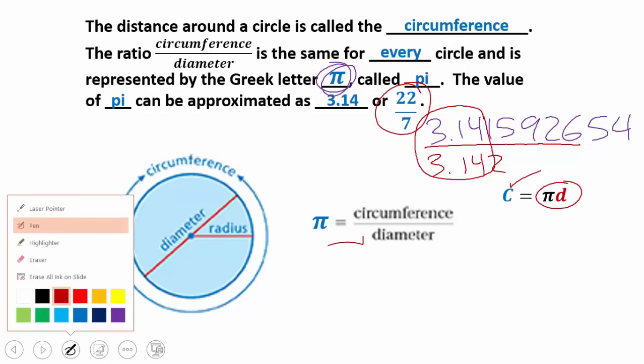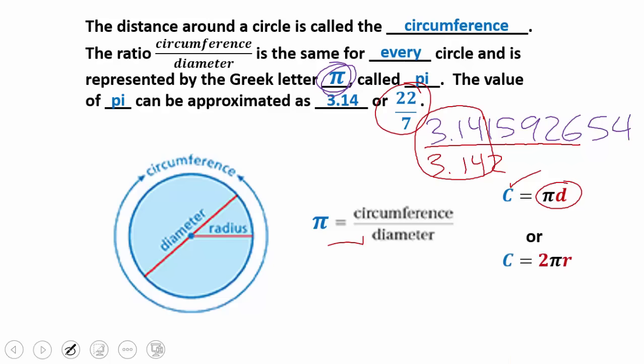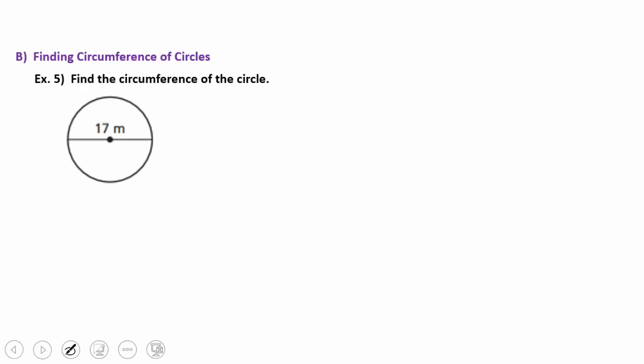Or, as you know, it takes 2 radii to make a diameter, so I could also use 2 pi r. Notice 2r will give me the diameter. So let's just do this a couple times and we'll be done. This is going to be much quicker. So we're going to find the circumference of some circles.